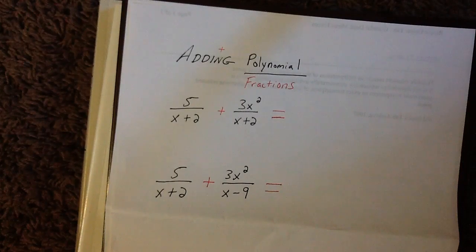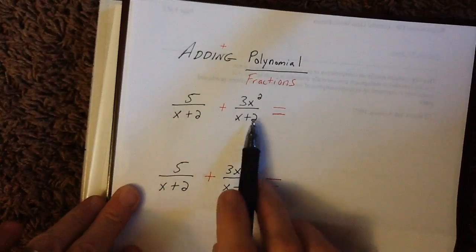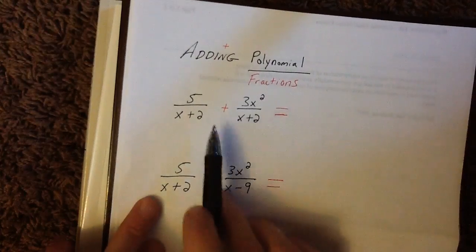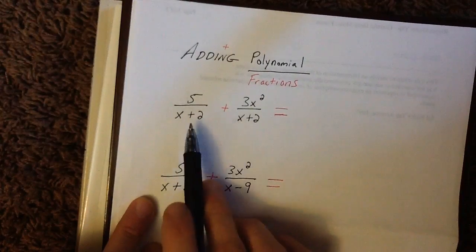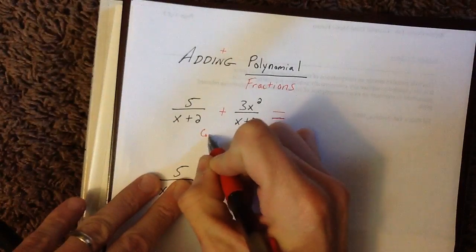Ladies and gentlemen, adding polynomial fractions. Whenever you encounter a fraction that has polynomial expressions inside of its parts, you still need to remember the basic rules for adding and subtracting fractions, which is that in order to actually perform this operation, you need a common denominator. The bottom part has to be the same.